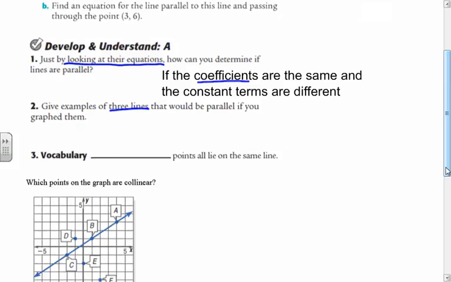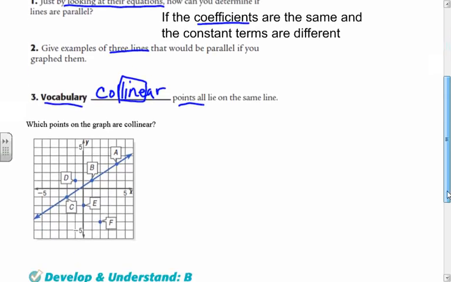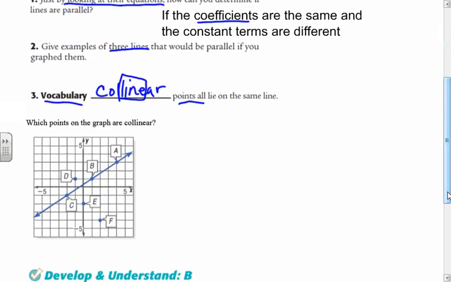Okay, new vocab deal here. You should know that this word, collinear, means that they all lie in the same line. So if you have points that are collinear, that means they all lie in the same line. And notice that there's the word line in here, and the word collinear. So let's look at this next problem here. It says which points on the graph are collinear.